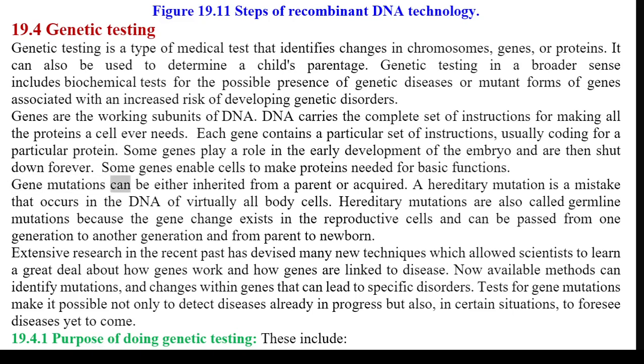Gene mutations can be either inherited from a parent or acquired. A hereditary mutation is a mistake that occurs in the DNA of virtually all body cells. Hereditary mutations are also called germline mutations because the gene change exists in the reproductive cells and can be passed from one generation to another generation and from parent to newborn.